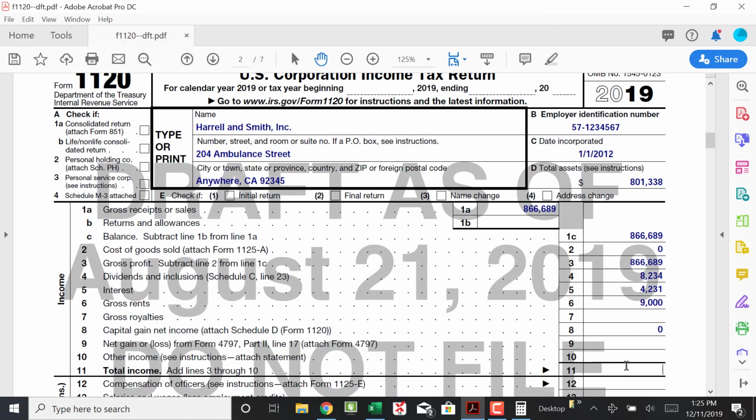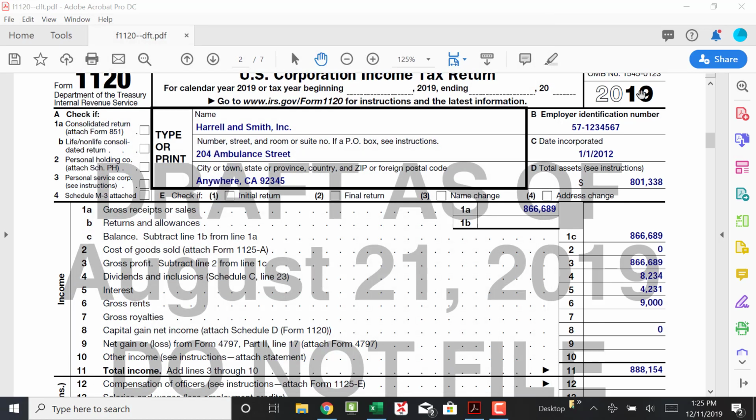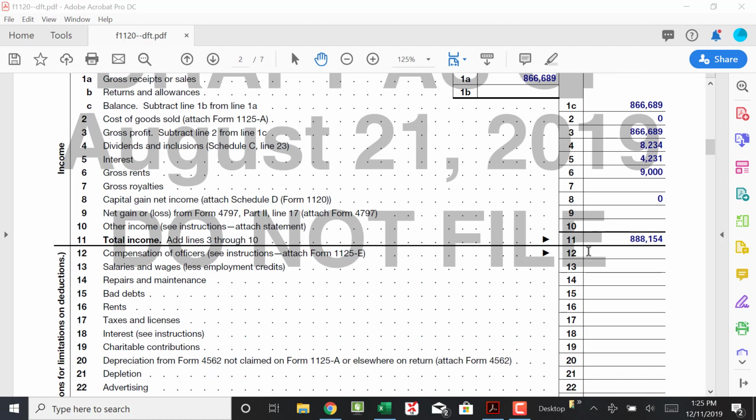888,154 is going to go on here. And just to make sure I got that right, if I subtract $8,200 from that, which was the capital loss, you do get the amount that's on the income statement, $879,954. It's important to have those checks along the way just to make sure that we are on the right track and have everything that we need. Okay, so then we go to the expenses.